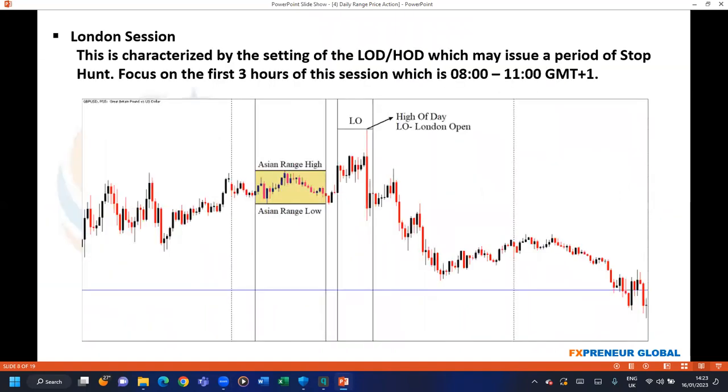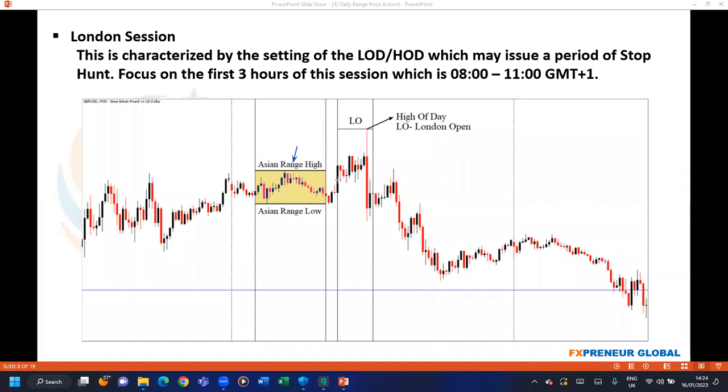Now, the next session is the London session. This is characterized by the setting of the high or low of the day, which may issue a period of stop hunt. Focus on the first 3 hours of this session, which is between 0800 to 1100 GMT plus 1. The London session is the session that sets the high or the low of the day. And this setting of the high or the low of the day issues a period of stop hunt, when liquidity is being hunted. You can see a chart representation here showing the Asian range.